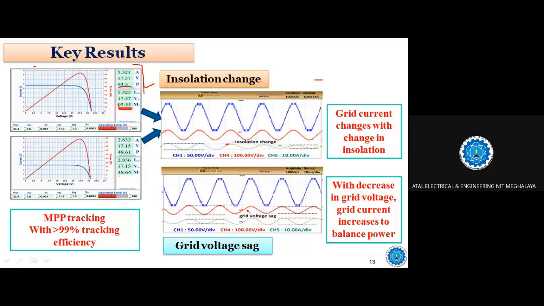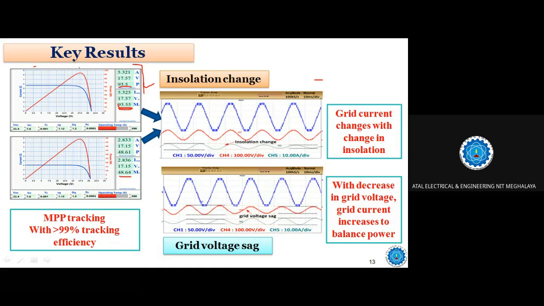In the second case, when the irradiation changes to around 600 watt per meter square, because of the change in irradiation the maximum power has reduced. So here also 48.64 watt is the calculated power, and we are measuring 48.61. So obviously more than 99.5% tracking efficiency of this tracking, you can say.